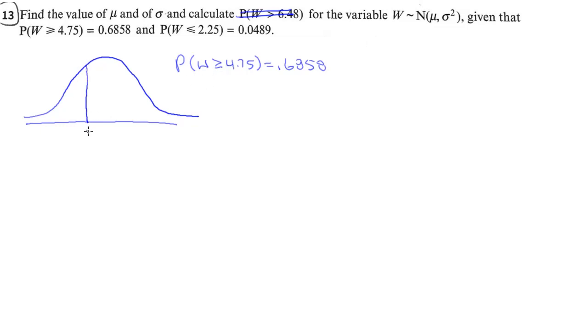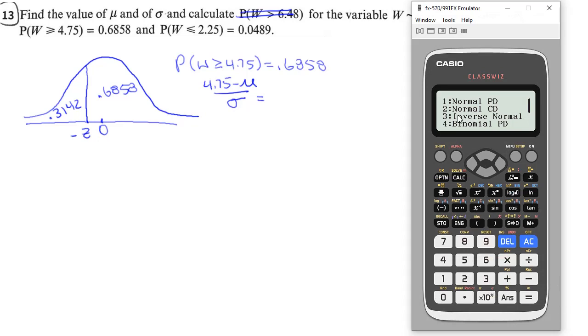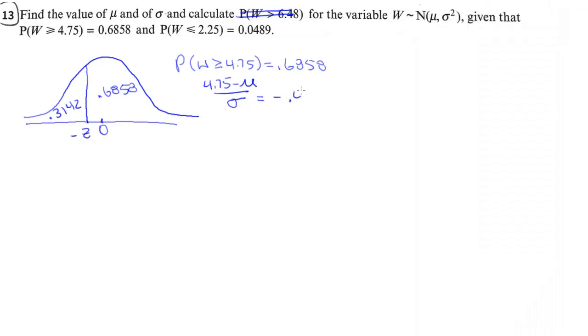Now let's sketch the first one. We know that because 68% of the data is above it, this must be a negative z-score. And what I can do is quickly figure out the percent that should be below it, which would be 1 minus 0.6858. And now all I've got to do is find the inverse normal of 0.3142, and it's going to be negative 0.484. And then I'm going to convert this to an equation, and I'm going to do the same thing to the other one.